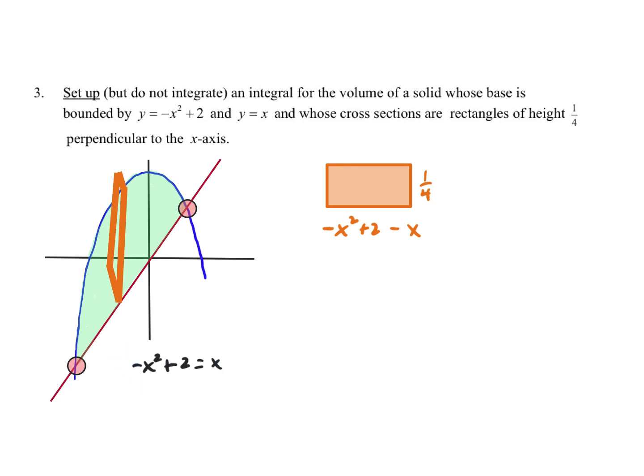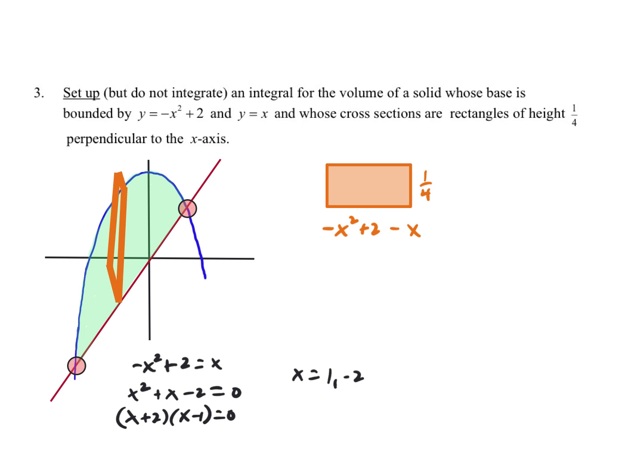I'm a big fan of always having my x squared be positive, so I'm going to move these two to the other side. And so I get x squared plus x minus 2, factor that out, x plus 2, x minus 1, which means x is negative 2 and 1. So those are going to be my limits of integration. So this is x equals negative 2. This is x equals 1. And now I have everything I need.